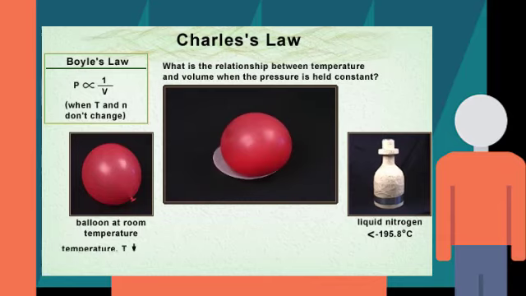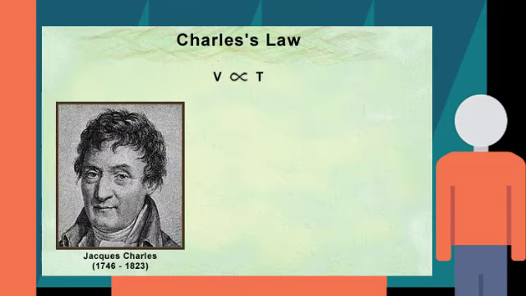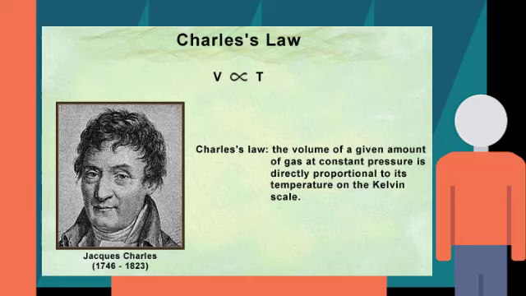This experiment shows that a decrease in temperature causes a decrease in volume, and an increase in temperature causes an increase in volume. As you can see, volume is directly proportional to temperature. In the 18th century, a French physicist and balloonist discovered this exact relationship, which is now known as Charles's law. Charles's law states that the volume of a given amount of gas at constant pressure is directly proportional to its temperature on the Kelvin scale.